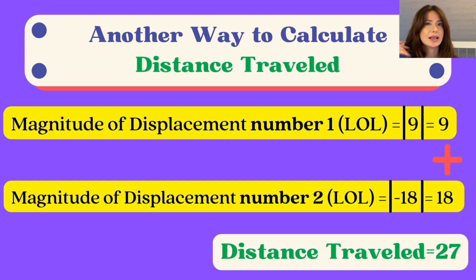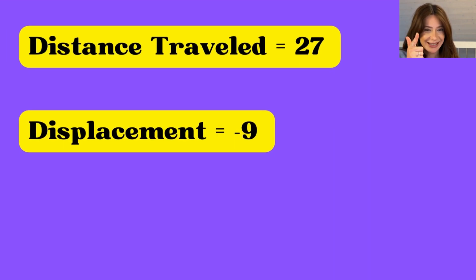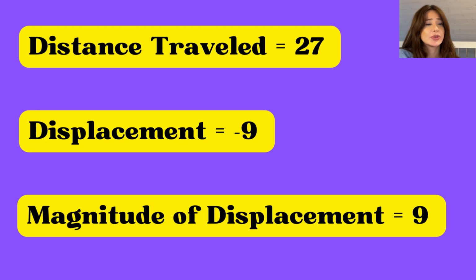Distance traveled is how many steps I take during the day, and displacement is where I started and where I end up, the difference between the two. It's a vector, and it has direction. Okay, I hope that cleared up those three quantities: distance traveled, displacement, and magnitude of displacement.